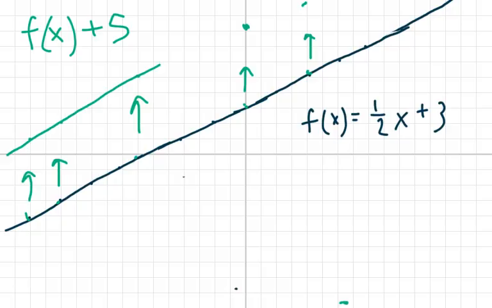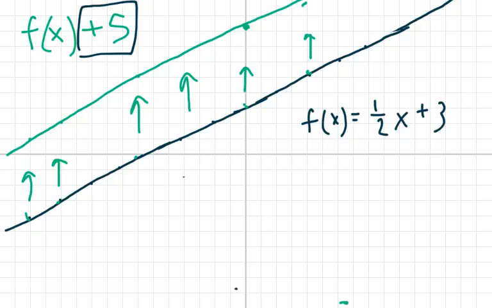We're going to go ahead and connect all of these dots. And we have the line for our function f of x plus 5. So all we did was move each of the points up by 5. We didn't move them to the left, we didn't move them to the right. But this plus 5 tells me that we're going up. We're not going down, we're going up because it's positive, and we're moving it up by 5.